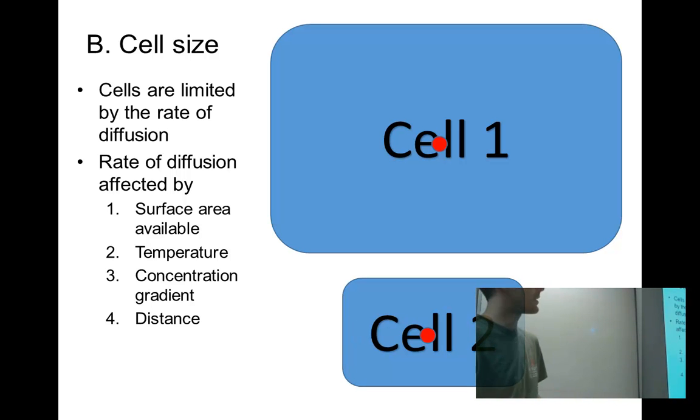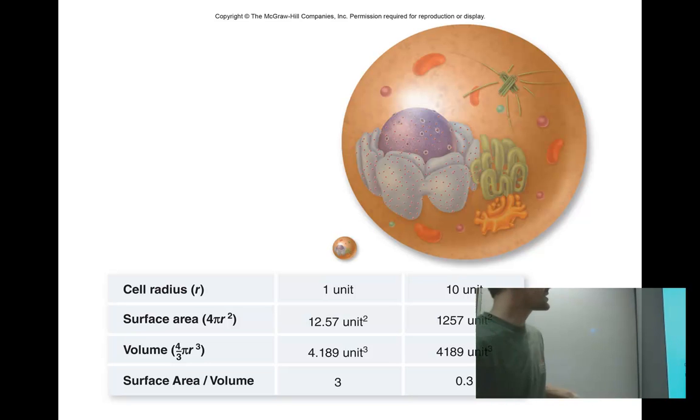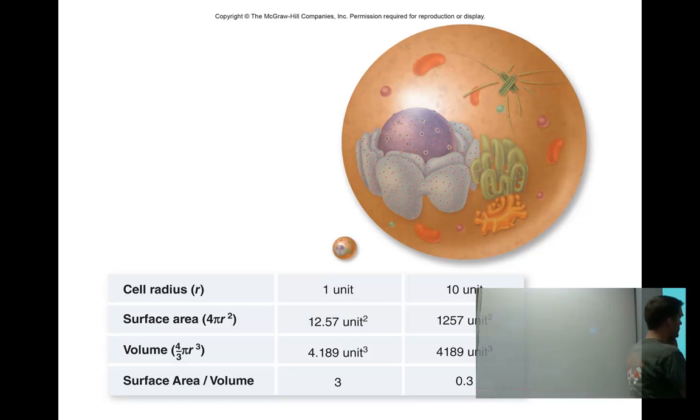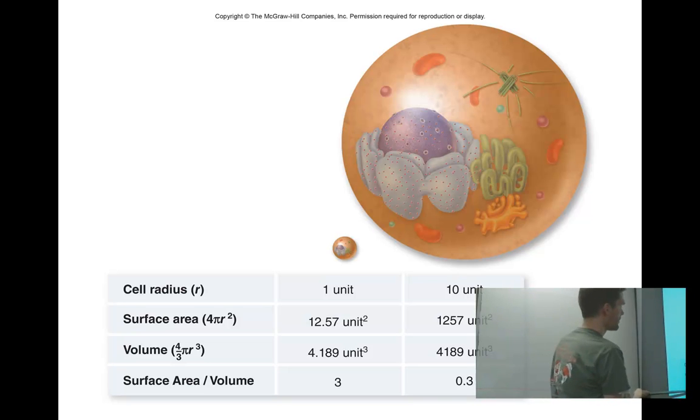Okay, that animation took a lot of time. Okay, so this is just illustrating the same point. You have two cells here. One is 1 unit and one is 10 units. And you look at their surface area. Rather than that going up 10, it goes up 100 times. And then you look at the volume. Rather than that going up 10 units, it goes up 1,000. So to the third. So as a cell gets bigger, its volume increases at a much greater rate than its surface area. That make sense?